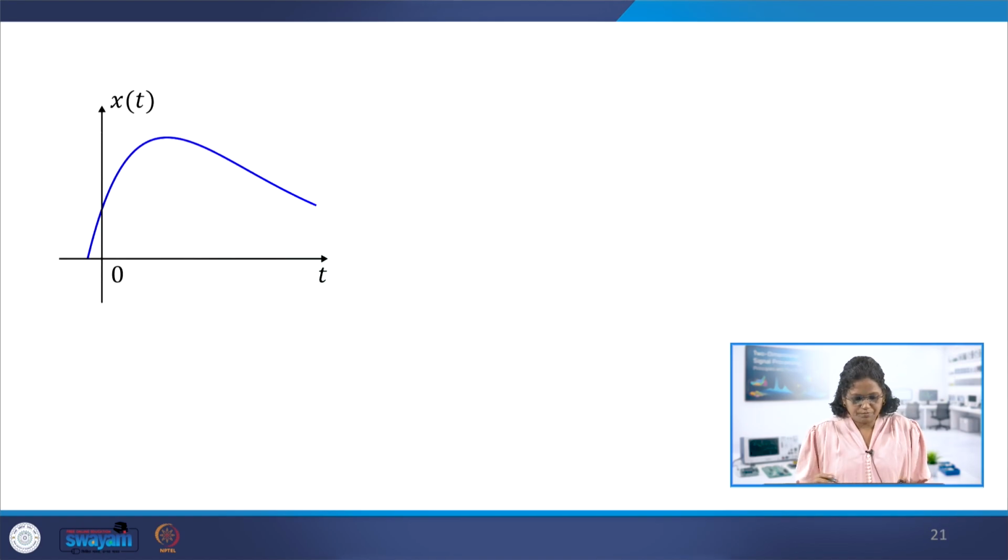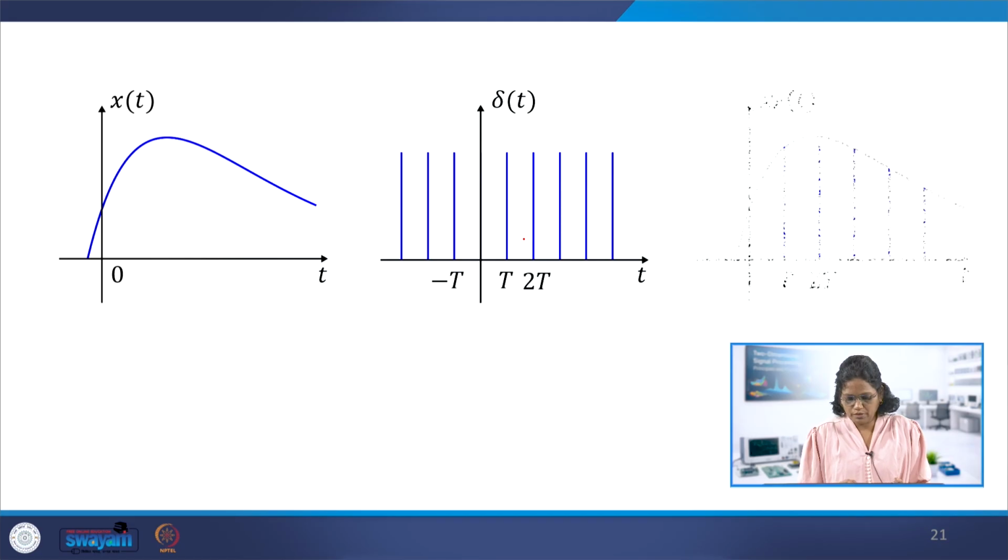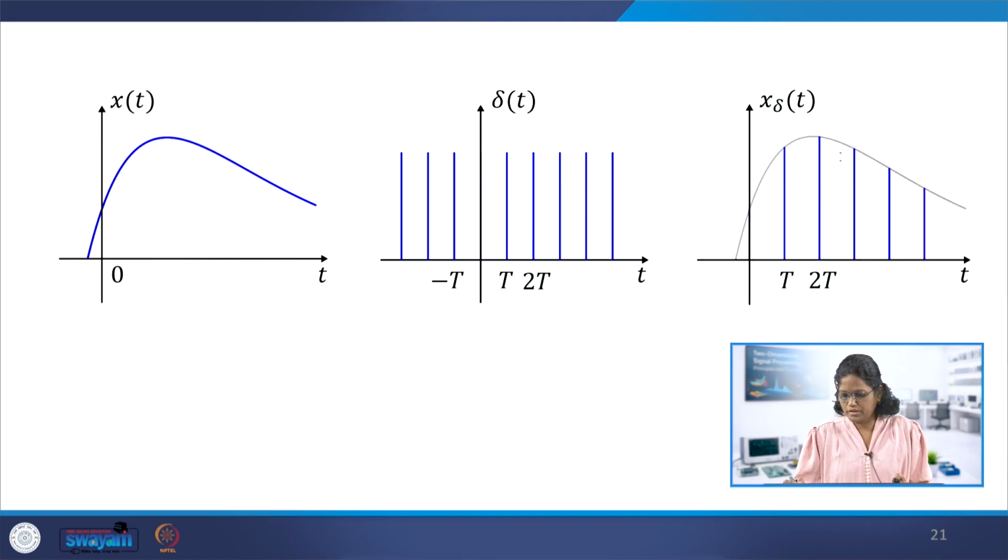So visualize this: suppose this is x of t and the impulse signal, and you multiply these two, you get the impulse modulated sequence here. So this is the impulse modulator, just to visualize the impulse modulation output. The time interval involved is 2t, and every interval is t.